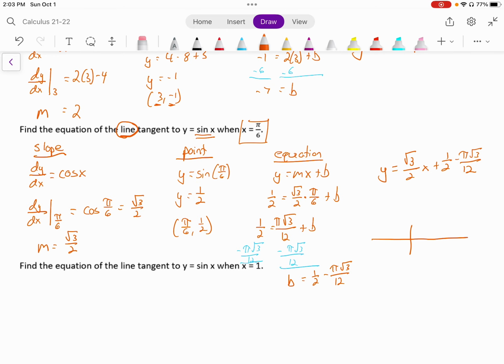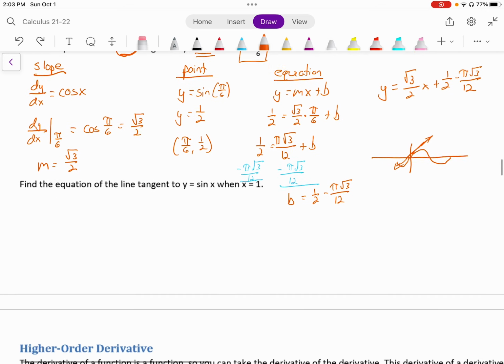you don't have to draw this part, but here's the sine function. Pi over 6 is about right here. So we're finding the equation of this tangent line right there. So the slope would be root 3 over 2, which is about 1.7 over 2. And the y-intercept, we could figure out what that was equal to in decimal form, and we might get a better feel for where it crosses the y-axis.